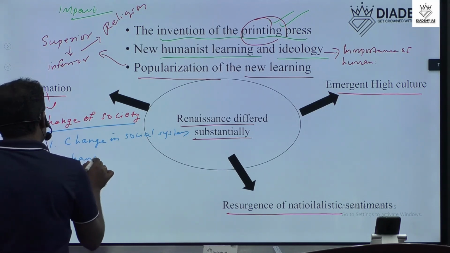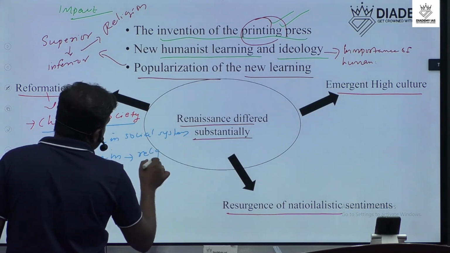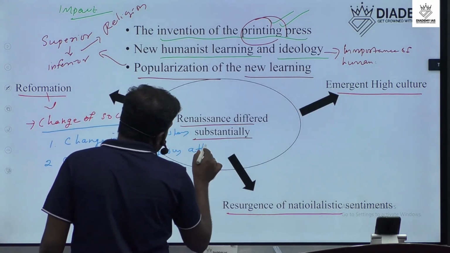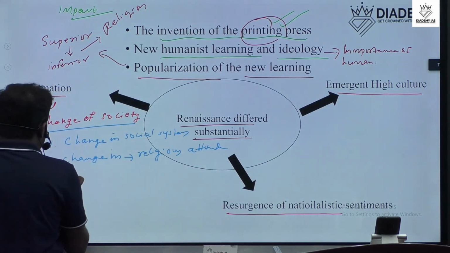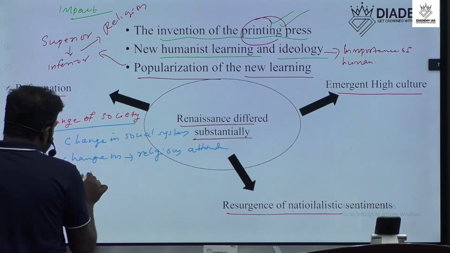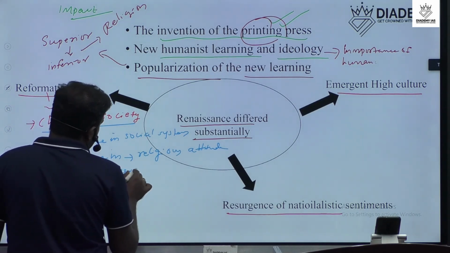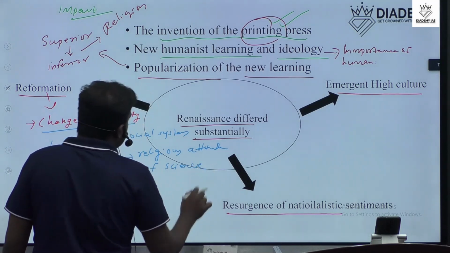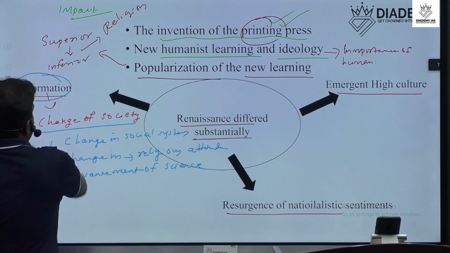then change in religious attitude or religious way of living. Then the third one is advancement of science and technology, or advancement of science. All these are the important results of Reformation.